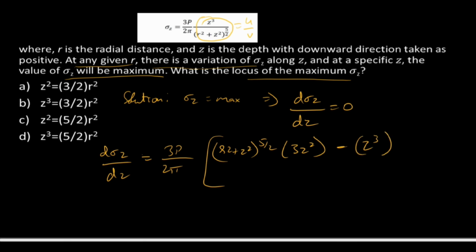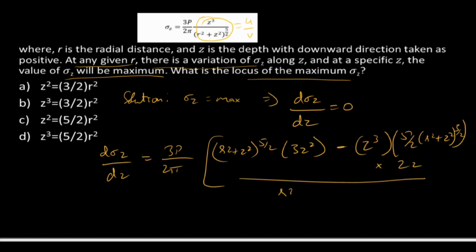minus uv dash. U is 3z cube. V dash will be equal to 5 by 2 into r square plus z square power 3 by 2 into 2z, divided by r square plus z square power 5 by 2 whole to the power of 2.